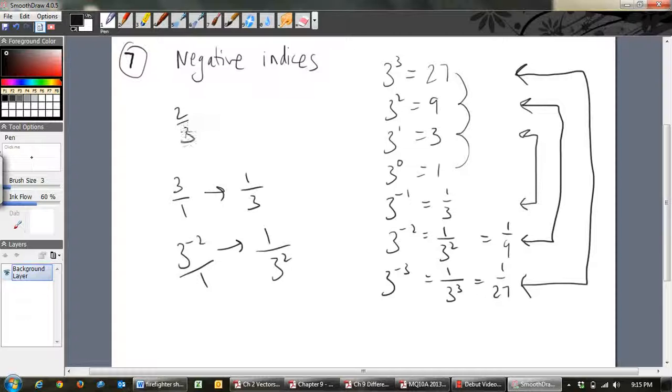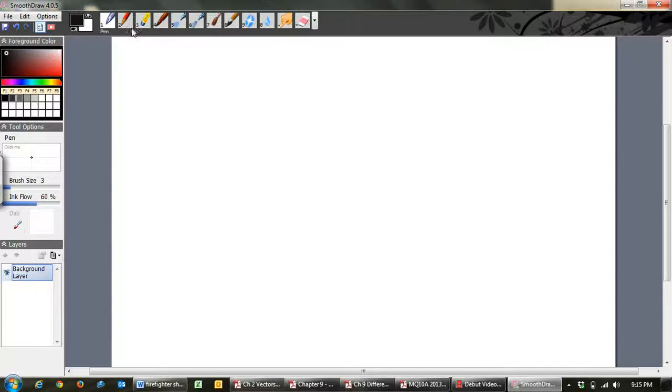If you've got 2/3 to the power negative 1, that flips the whole fraction upside down. In other words, the 2 goes to the bottom, the 3 comes to the top. Everything gets swapped around. So index law number 7 says that a to the power negative n is equal to 1/a to the power n. In other words, the negative just flips it upside down.